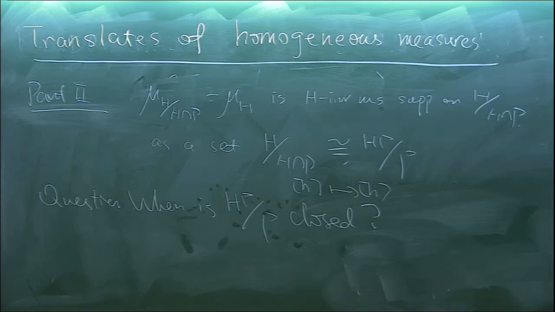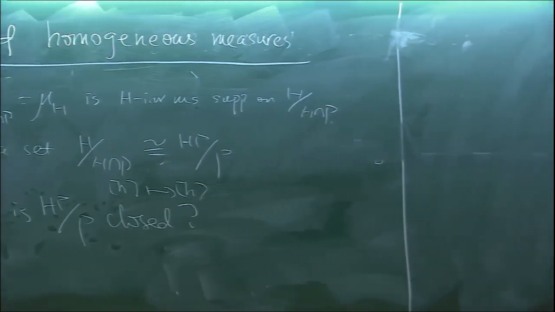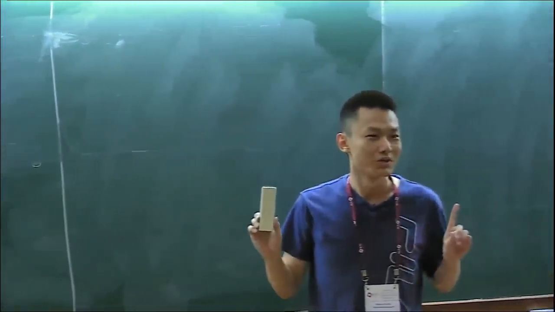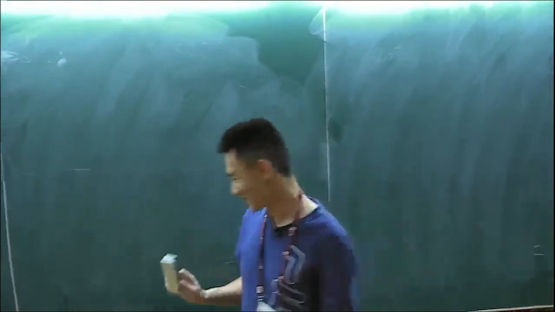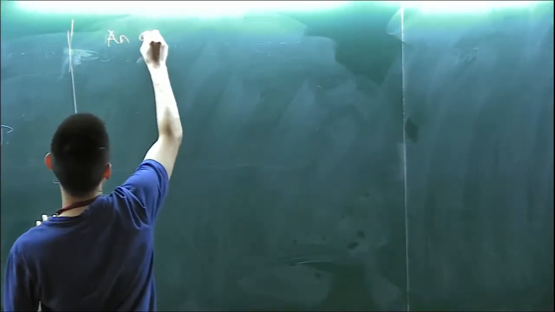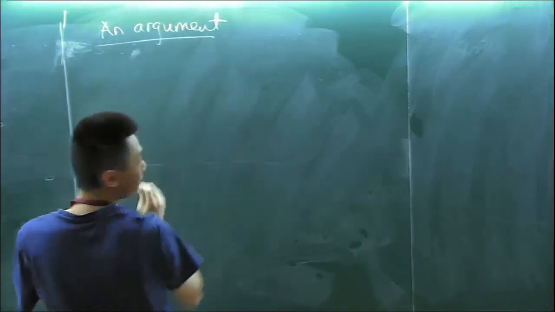So now I want to give you an argument that will prove H gamma mod gamma is closed, and then I will define a notion called observable. By definition, that will be whenever the argument works. So an argument. So the definition is the following.